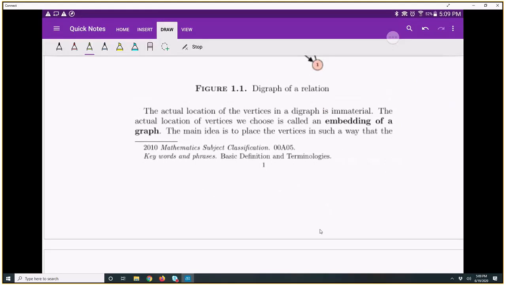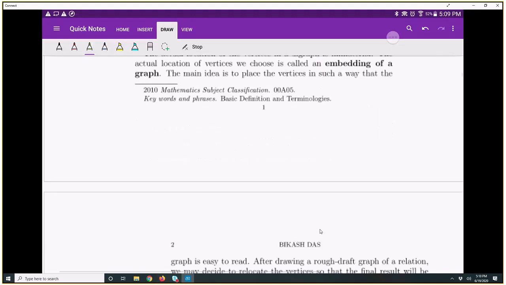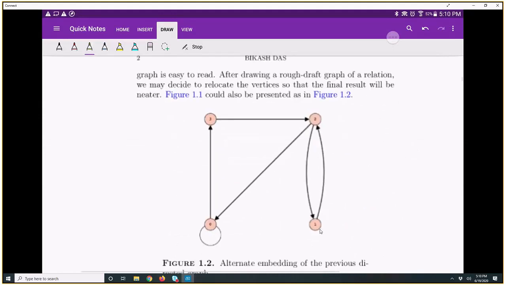Now I want to point out that the actual location of the vertices in a digraph is immaterial. So the location that we choose will be called an embedding of the graph, but there may be more than one way to embed the graph. The main idea is just to place the vertices in such a way that the graph is easy to read. So we might initially sketch a graph and find out that it's a little bit difficult to read and we want to move things around. As long as we preserve the direction of the edges and the number of edges and their locations, then we can redraw another draft of the graph.